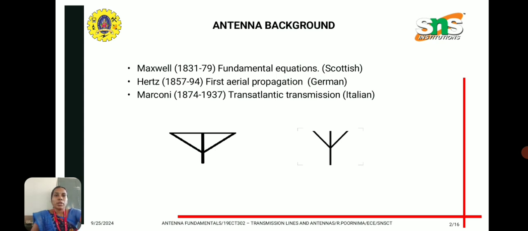First, antenna background, where Maxwell derived the fundamental equations, called Maxwell's equations, for understanding electromagnetic wave propagation. Next, Hertz proved the Maxwell equations. The first aerial propagation was done in his period, and Marconi did the transatlantic transmission using radio waves.